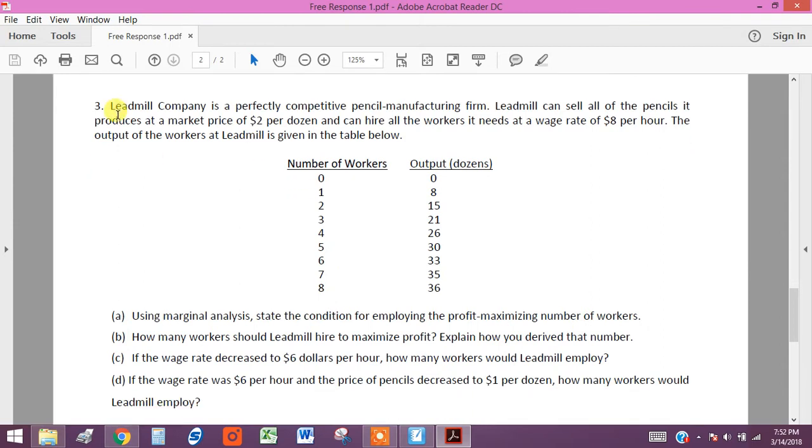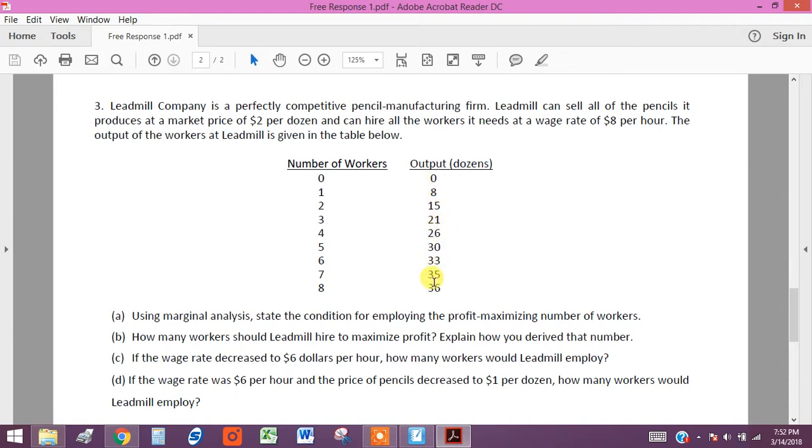So we have Lead Mill Company that is a perfectly competitive pencil manufacturing firm, and they're able to sell all their pencils at a market price because they're a price taker. So the price they're taking from the market is $2 per dozen, and they can hire all the workers at the market wage rate of $8 per hour. So this is the output of the workers as they add more workers. This is the total output in dozens right here.